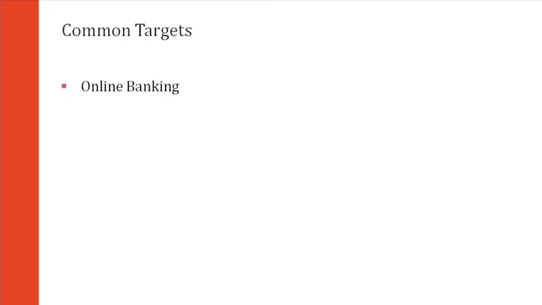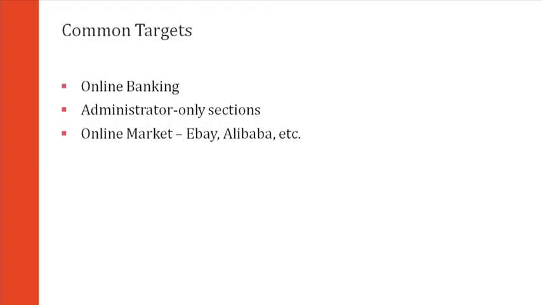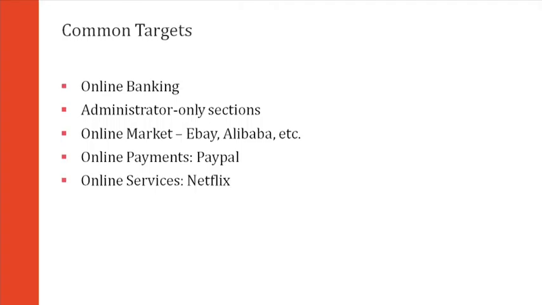Common targets, as I said: online banking, of course. Administration-only sections, where only administrators are able to get in. So the attacker can send a URL to add a new user and then add an account for himself, for example, so that they can get access to it. Online markets, eBay, Alibaba, those places. Online payments, like PayPal, which is very important, as we saw. Online services, like Netflix or any other one.